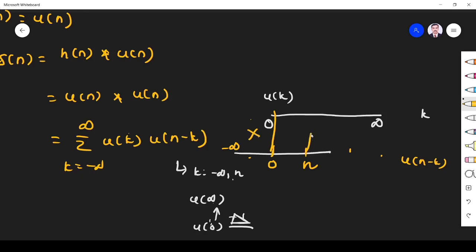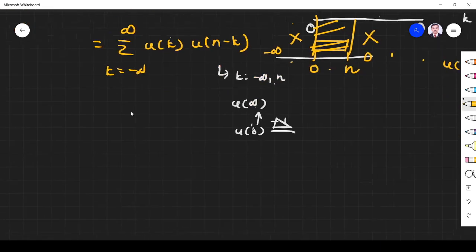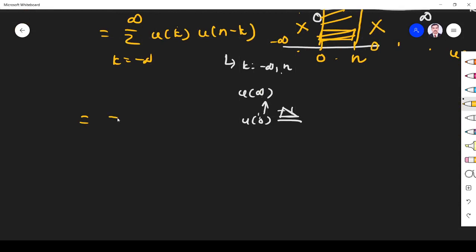Similarly, when k is greater than n, what happens? u of n minus k is 0, but u of k has some value. When you multiply both, you will get 0 only. So what is the limit? You will get the answer only when k is from 0 to n. So change the limit to k equal to 0 to n.